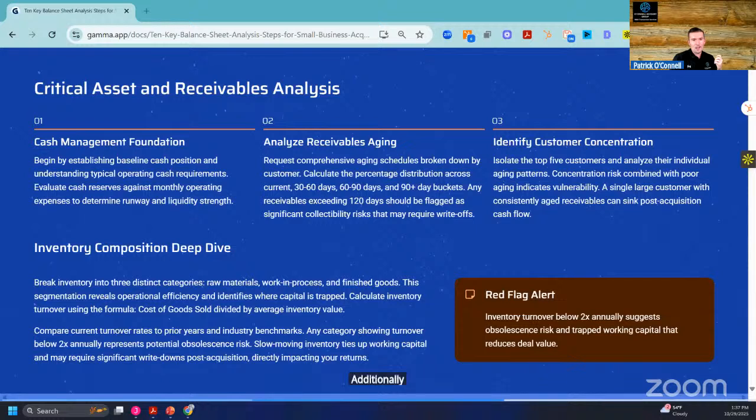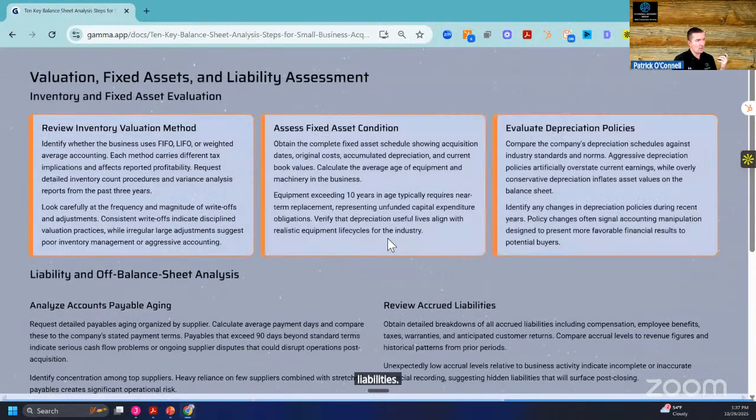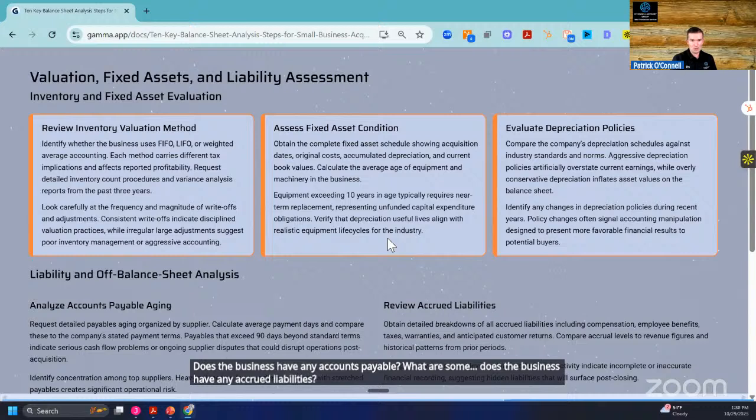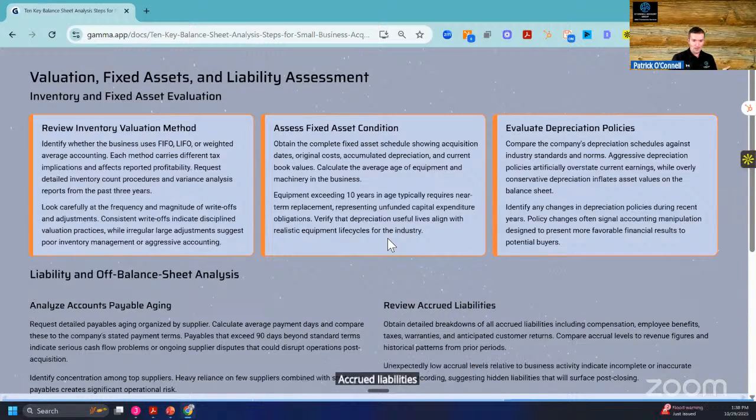Additionally, things like liabilities. So, understanding what are some of the accounts payable aging? Does the business have any accounts payable? Does the business have any accrued liabilities? Accrued liabilities include employee benefits, taxes, warranties, so on and so forth.